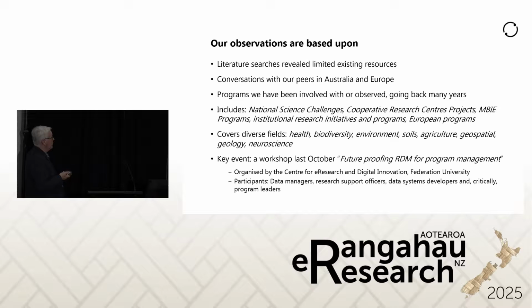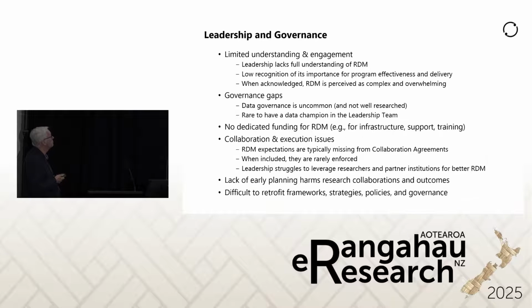Okay, so what do we know and what have we seen? So I said there's not much out there in the literature, so my observations, or my colleagues' observations as well, are based on conversations that we had in Australia and also some of the peers in Europe. It's based on the programs we've been involved in. So we've looked across programs like the National Science Challenges and the CRCs in Australia. We've looked across a diverse range of fields. And as I mentioned, we also ran this workshop last October with data managers, research support officers, and critically we had program leaders trying to look at this and see what was going on and see what recommendations we could come up with.